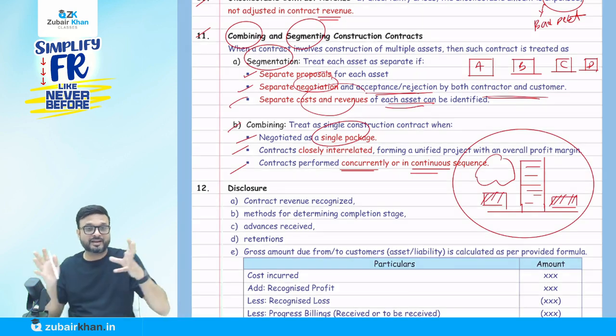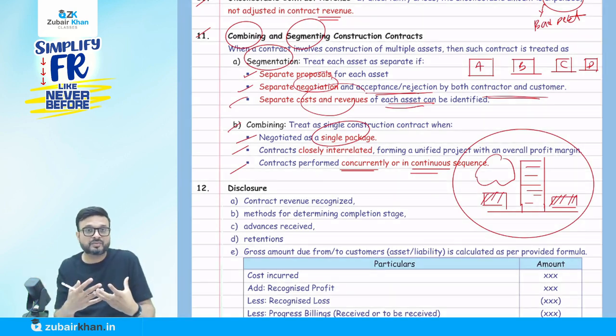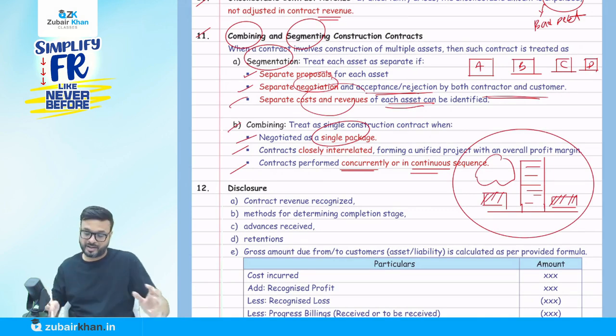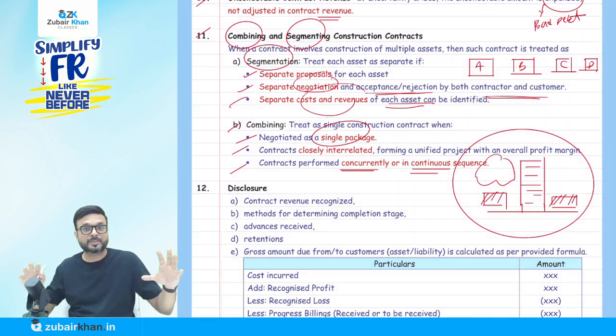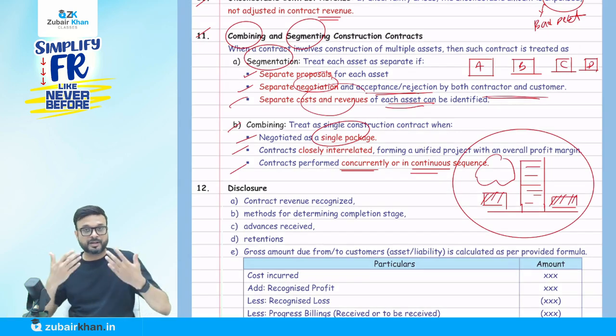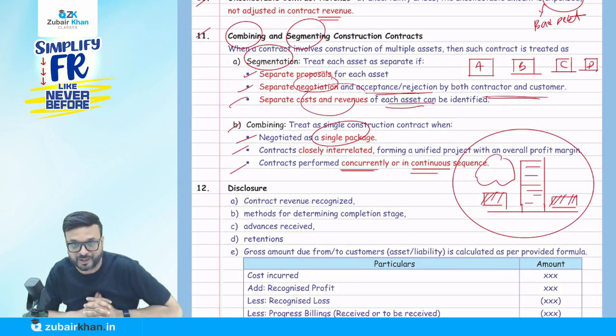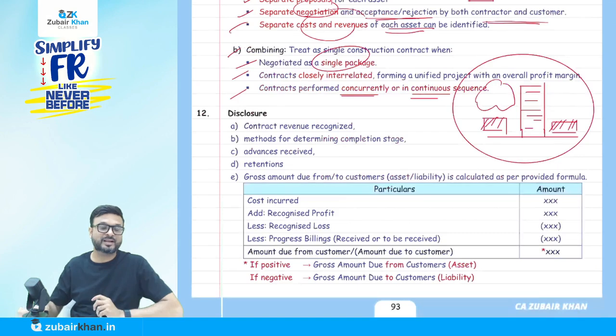These are not four contracts. They are interrelated. As a single package, we negotiate with them and they are connected to each other, so it will be considered as one single contract. Here, this petrol pump will be considered four separate contracts because separate proposal, separate negotiation, separate cost and revenue can be identified. Okay, the last one, disclosure, this is also important.